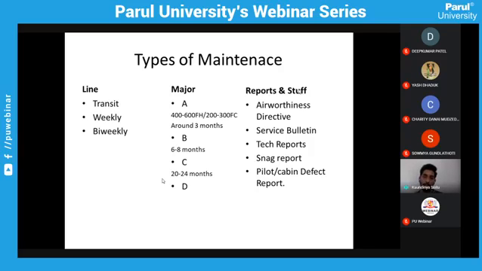So there is a rule saying that the pilot defect report and cabin defect report should always be in the aircraft, no matter what. And when the aircraft lands on the ground, the first thing the maintenance engineer does is go and check these two reports, and there will be a computer in the aircraft where he checks if there are any technical snags. Okay, so that's how the recording works, and maintenance mainly starts from that point.